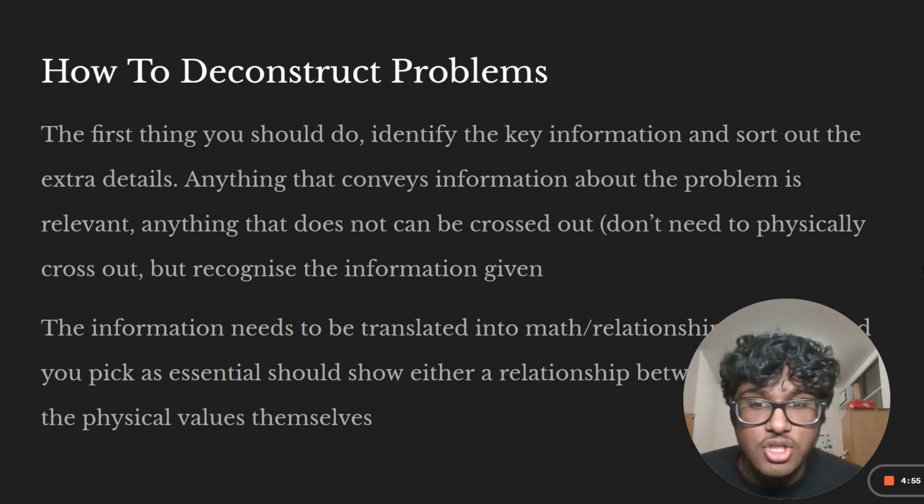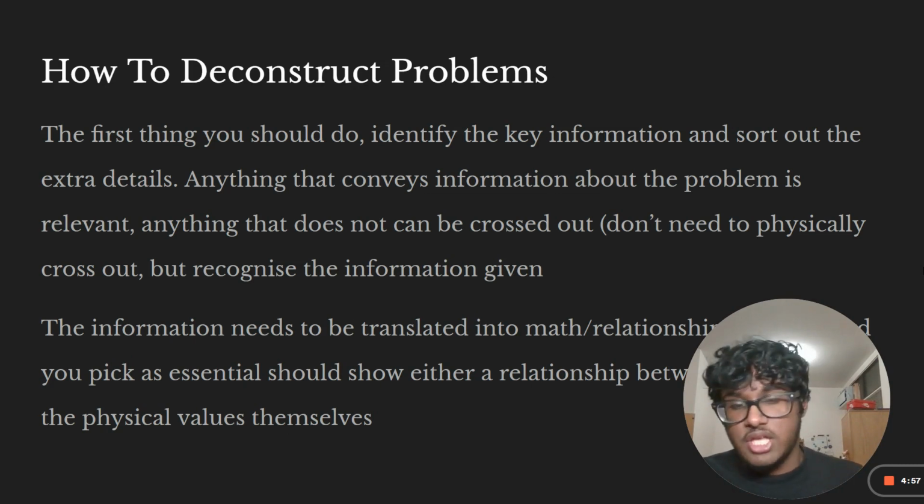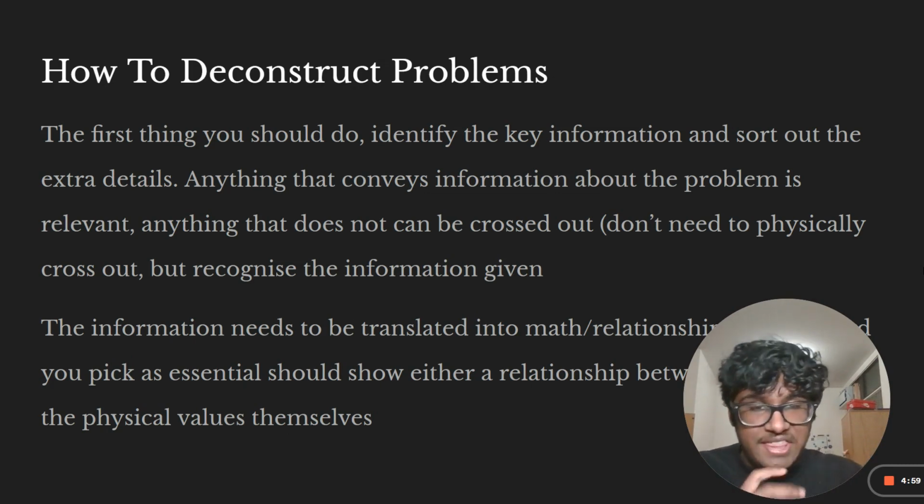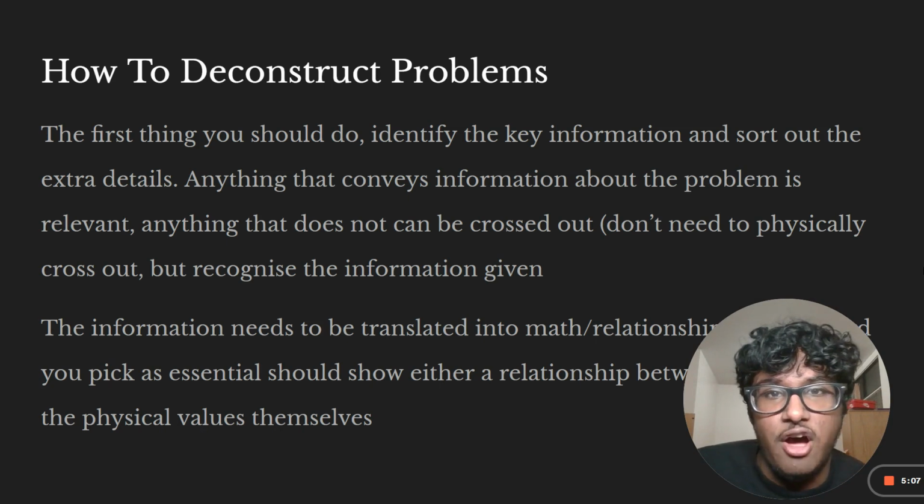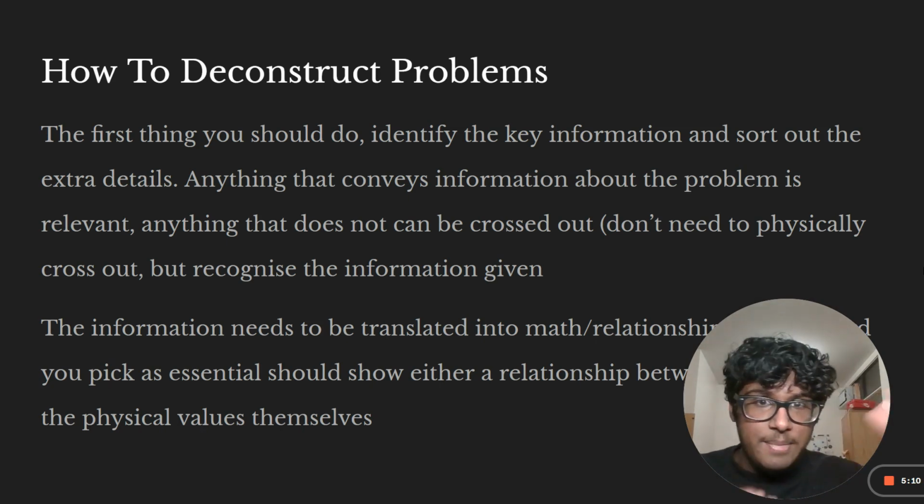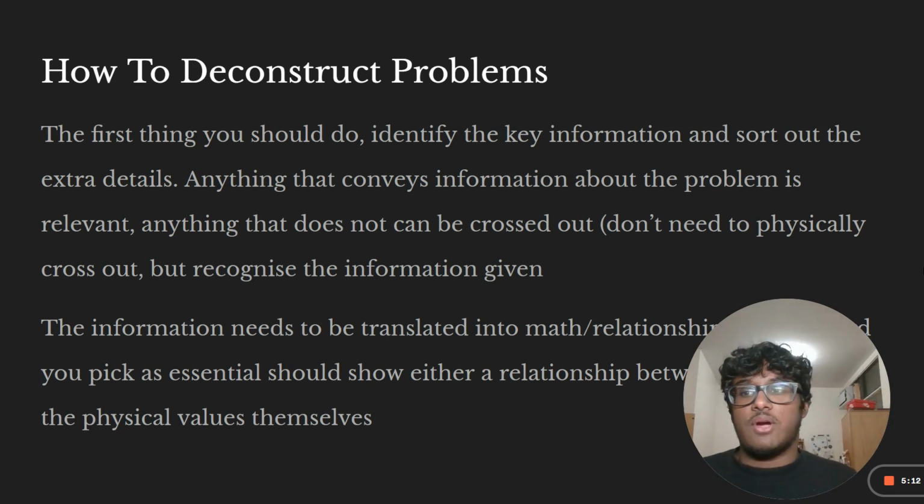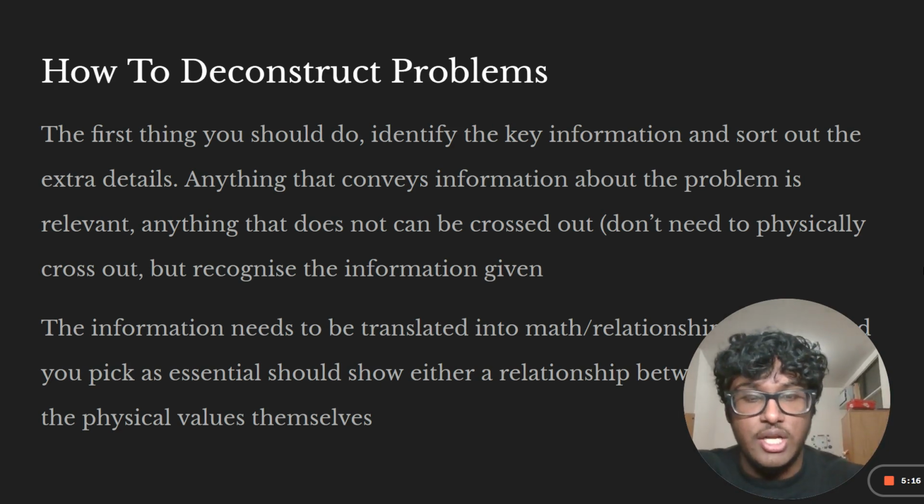But the next thing to do is translate that information that you know into math and relationships. So what I mean by that is that you're going to see a piece of information. Let's say it's, I have 5 ducks. So that means the value of me, I have 5 ducks, is a physical value, like a number.